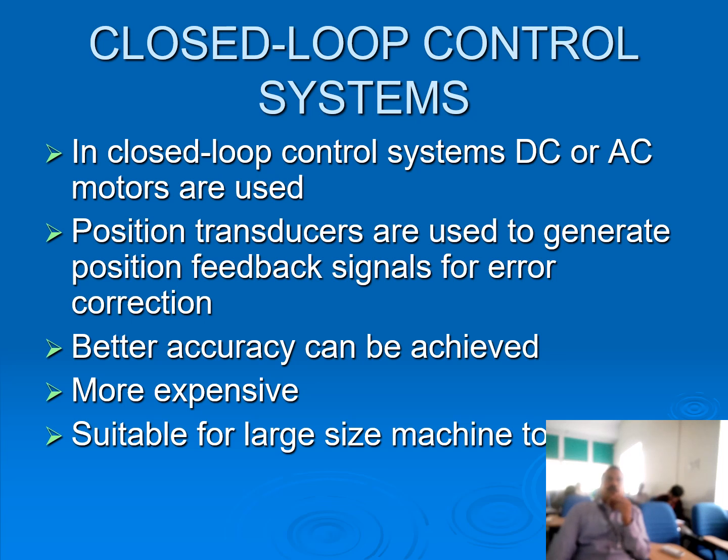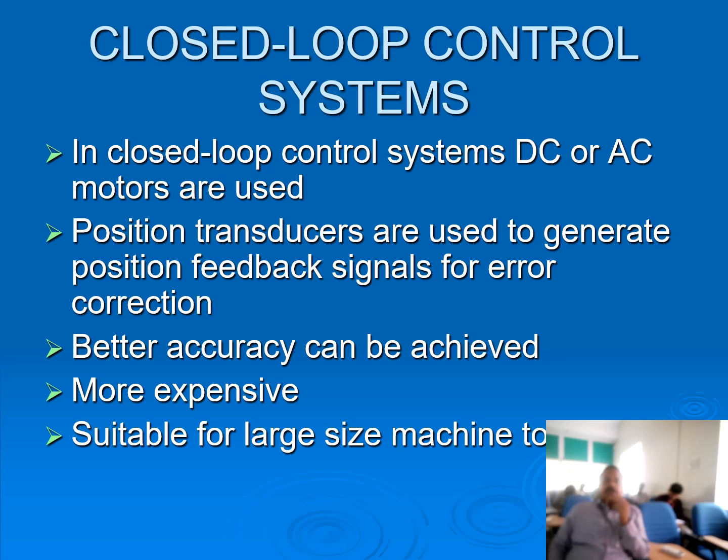Now coming to the closed loop control systems. In closed loop control systems, DC or AC motors are used. Position transducers are used to generate position feedback signals for error correction. So unlike the open loop control system, here we have the feedback signals. That will be used for correcting the errors that happened in the previous cycle.